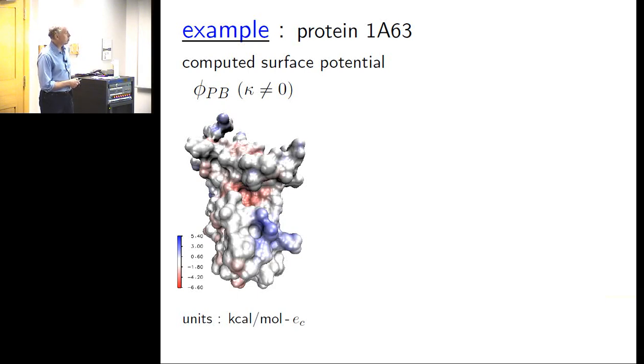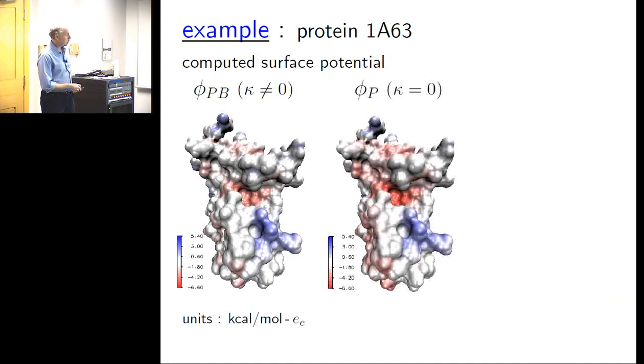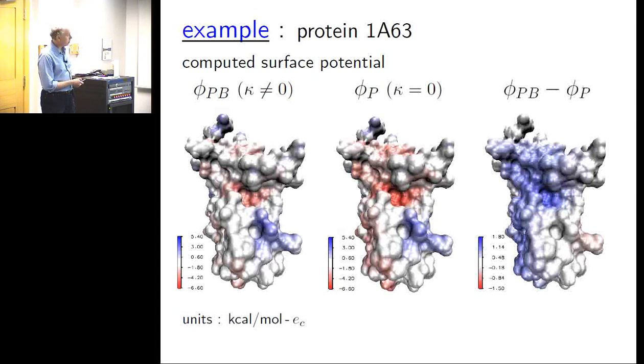One of the things you can do is turn off the mobile ions, so turn that back into a Poisson equation and solve that. You get this picture here. At first glance, they don't look very different, but in fact, the colors are a little brighter here. That's the screening effect due to the mobile ions that diminishes the electrostatic potential. You can accentuate that by subtracting these two and looking on a different scale. You can see that this region here is much more positive as a result of the mobile ions being present.